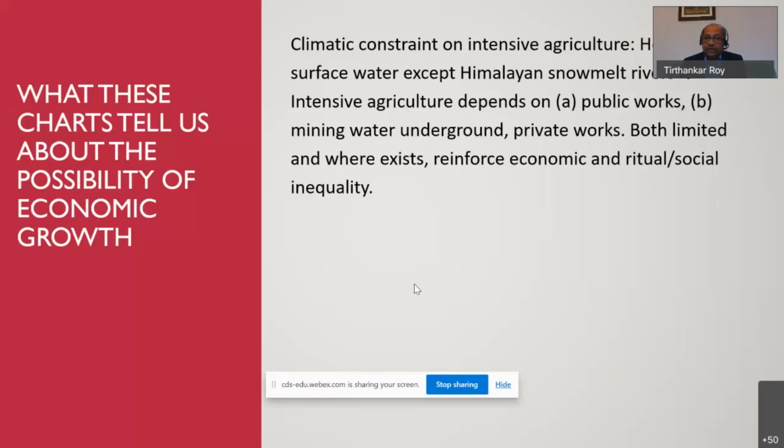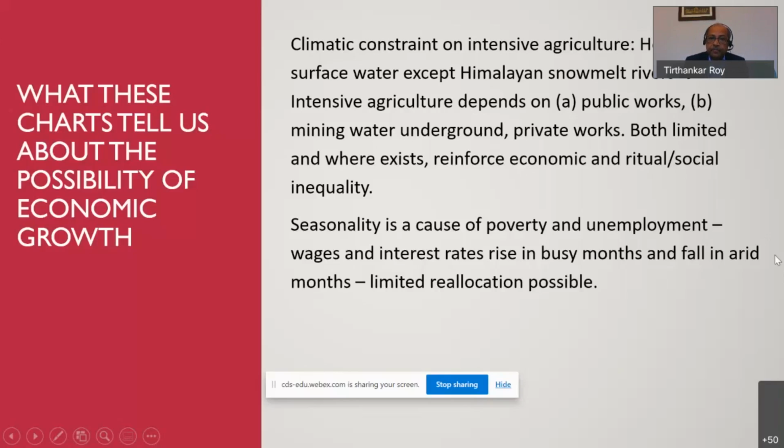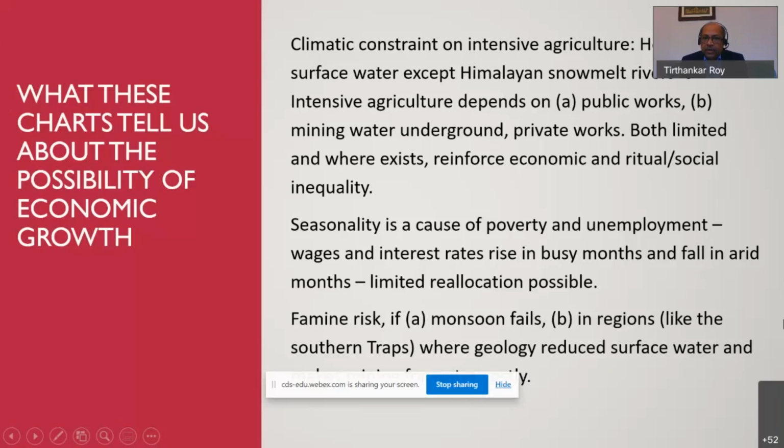And when they existed, they often reinforced economic and social inequality because not many people could access it. And if you cannot access it, then you are really poor. So seasonality of this kind, where part of the year is so dry that water disappears and becomes expensive to get, was a cause of poverty and unemployment in the past. It was also a cause of very massive seasonality. That is, wages and interest rates would rise for a few months in the year and fall in other months, with some allocation possibilities. Capital and labor could migrate between seasons, or between off-season and busy season somewhere else, but the possibilities were limited. Now, what you get in this region is not just seasonal unemployment and poverty, but also famine risk.